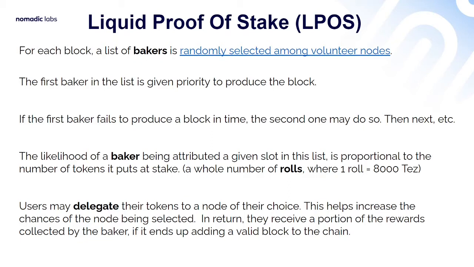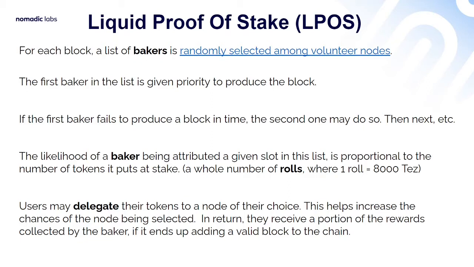to ensure that the block is actually produced. So for each slot in this list, we select a baker randomly, and the likelihood of a baker being selected for that slot is proportional to the number of tokens it puts at stake. And it's a whole number of rolls, and each roll is currently 8,000 Tez.